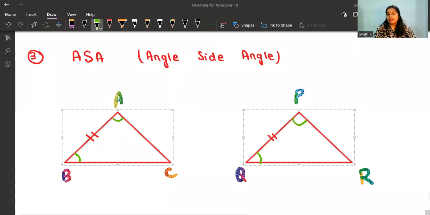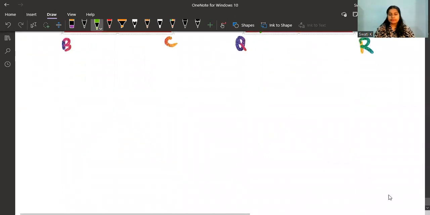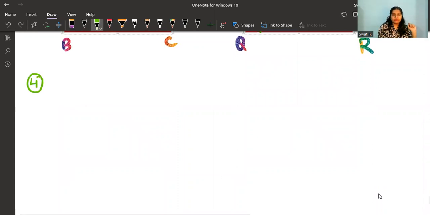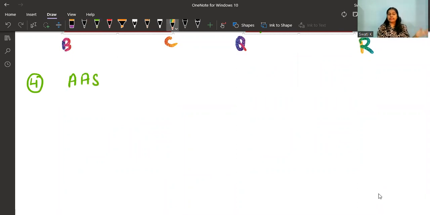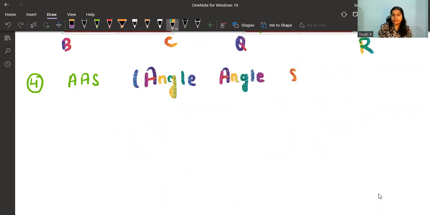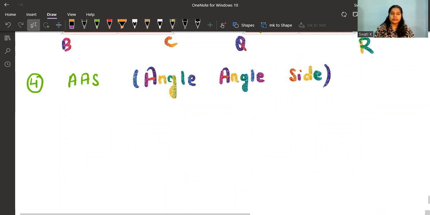Let's move to our fourth type of congruency, which is AAS. Okay, the fourth one is AAS. What is AAS? Again, the word is self-explanatory. This is angle, angle, side. So this is angle, angle, side. Let's quickly see how it will look in the two triangles.